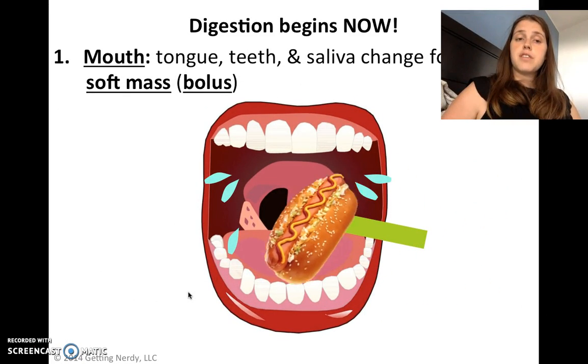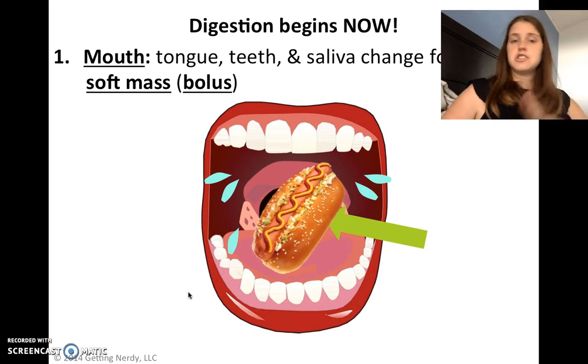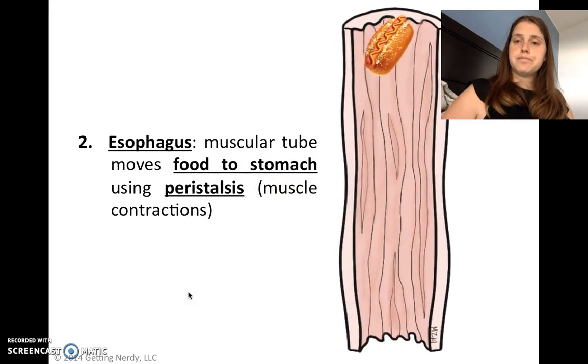So let's start with your mouth. Your mouth contains your tongue, your teeth, and your saliva. Basically all three of those things work together to change food into a soft mass or bolus. This is more mechanical digestion than chemical. Well, actually it's a mixture of both. Mechanical digestion is the process of you chewing your food up and breaking it up, and your saliva starts to make it kind of gooey and starts to break some of those bonds. So that's where the chemical digestion comes in.